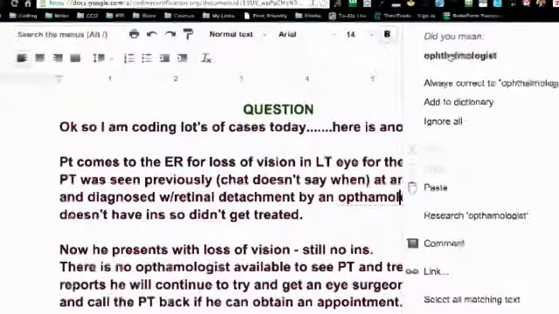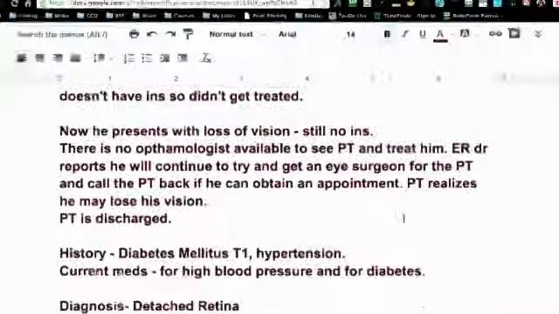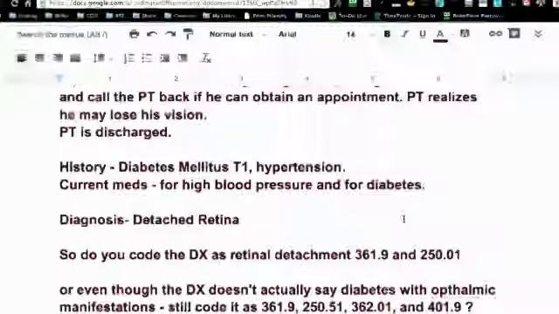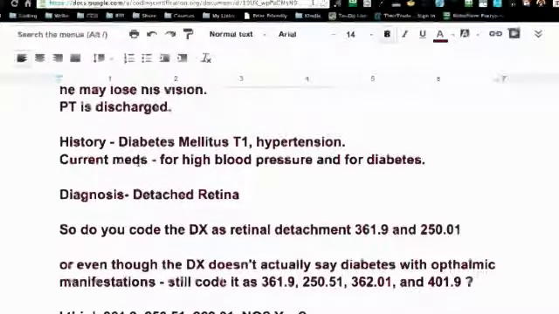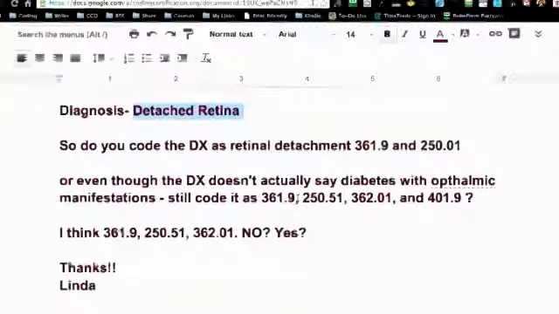of insurance. When we scroll down, we see that the patient's discharged, but this is what it says in his history. He has diabetes type 1, hypertension, okay, and then he has the detached retina. So her question is, what are we going to code for that? And her ultimate question is a diabetic code question.